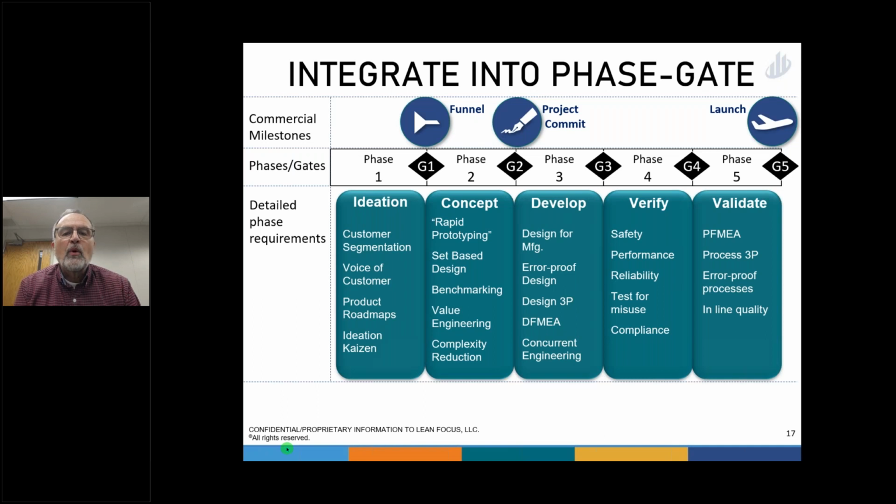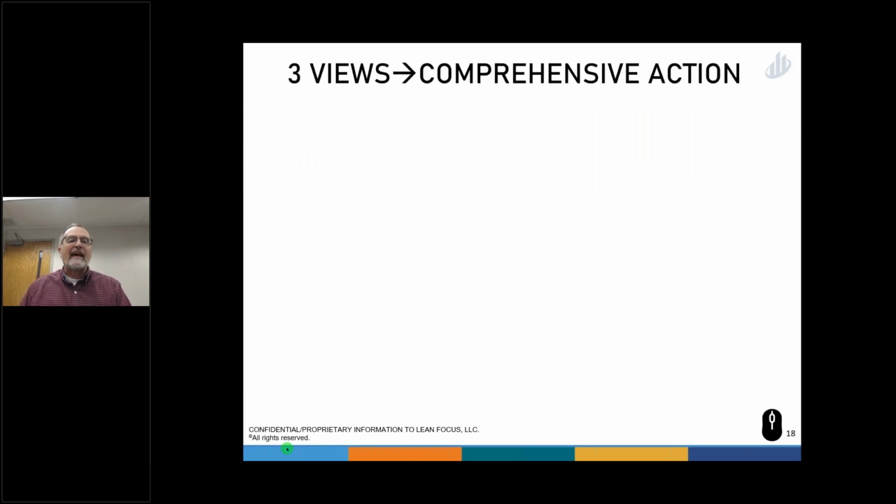But what I want to get across to you is every company has a different phase system and different gate system, but almost everyone has some sort of a funnel, commit, and launch date that those phase gate systems fit into. So we're going to work within that system. Nothing I'm going to say today is going to change for you if you're using a phase gate system. This visual project management works great in systems like that. So now I want to take you to a view. I call it 3 views so we can have comprehensive action.